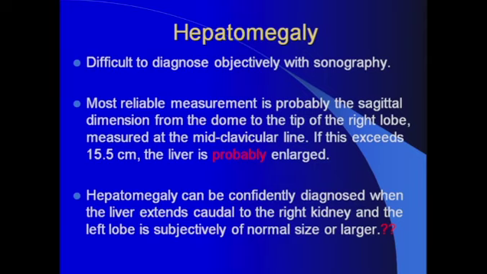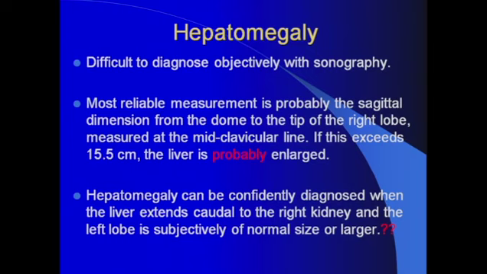So we believe that the most reliable measurement is probably the sagittal dimension from the dome to the tip of the right lobe. Now, you make your measurements along the mid-clavicular line. If you do this and find a measurement that exceeds 15.5 centimeters, the liver is probably enlarged. Now, it's very important to take into account that healthy individuals, specifically female patients, may have a normal variation known as the Riedel's lobe that can mimic hepatomegaly.